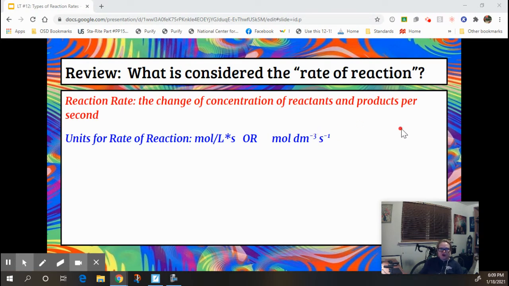Let's review what we talked about in Learning Target number 11. We defined reaction rate as the change of concentration of reactants and products per second. The units we use to express rate of reaction are moles per liter second, or moles per decimeter cubed second to the negative first power. Remember, when I've got an exponent that's negative, it means it's in the denominator of a fraction. So if we think about the definition for reaction rate, the definition for average reaction rate is exactly the same thing.